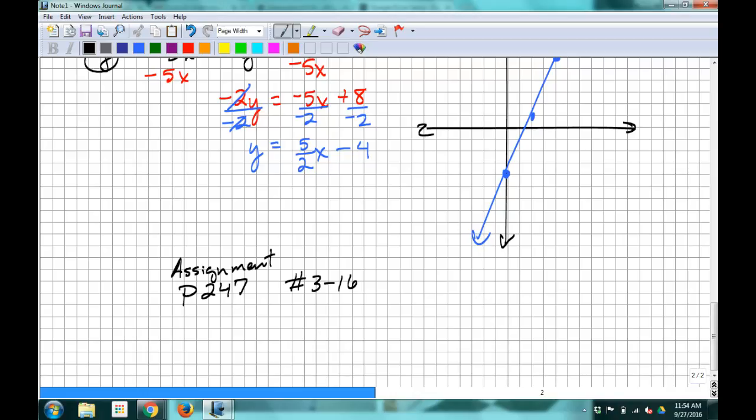Just follow the instructions there on 3 through 16. And then on 21 through 29, you're graphing those, okay? So you're only graphing 21 through 29. On 3 through 16, the instructions are asking you to state the slope and the y-intercept. If you'll just do like m equals and b equals, that's fine with me. M being the slope, b is your y-intercept. Okay, so on 3 through 16, you're not graphing, you're telling me what's the slope, what's the y-intercept.